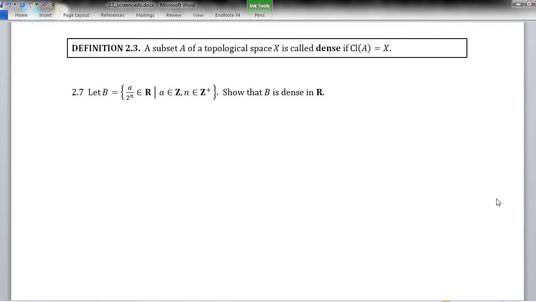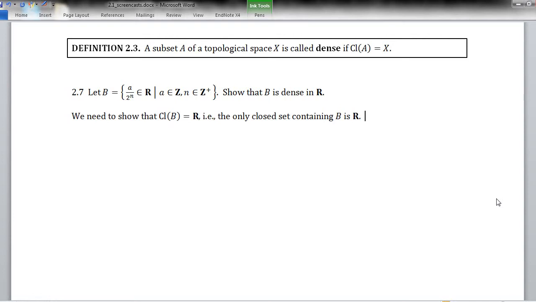Okay, well, by the definition above, we need to show that the closure of B is equal to R, right? So the closure is the intersection of all closed sets containing B. And if that's going to be R, then R must be the only closed set containing B. So we show that the only closed set containing B is R itself.